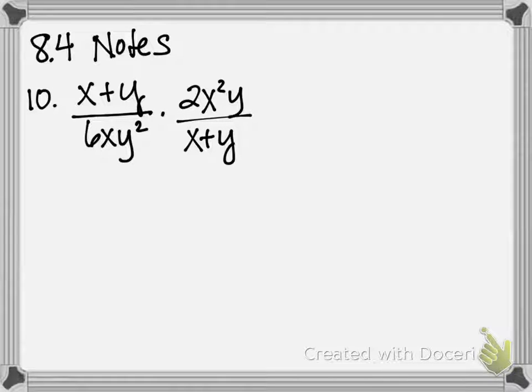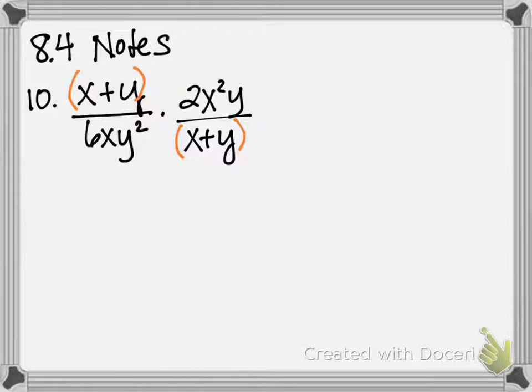Okay, we're going to go ahead and look at number 10 on 8.4 notes. So, first of all, whenever you have a plus or a minus between two terms, you have to treat that like it's a single term. That plus or minus is like glue. You cannot separate those and cross stuff out.